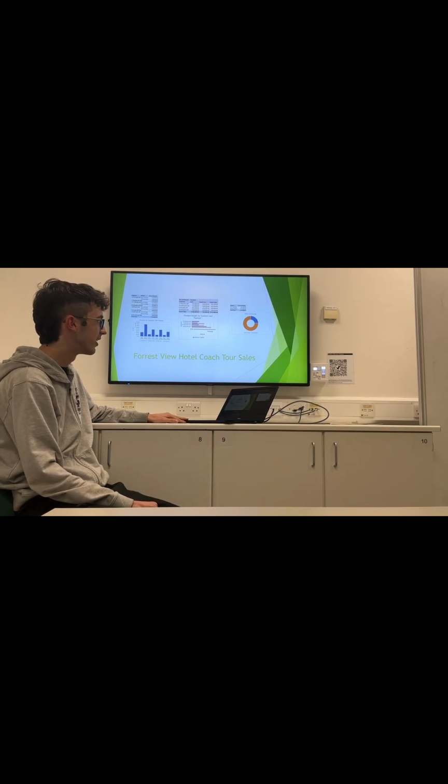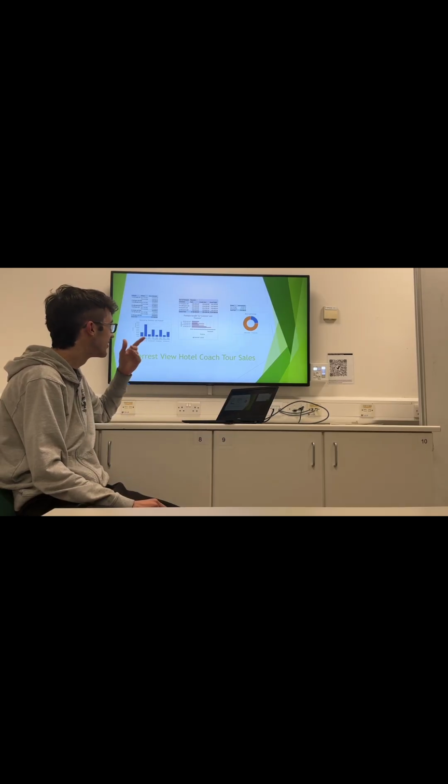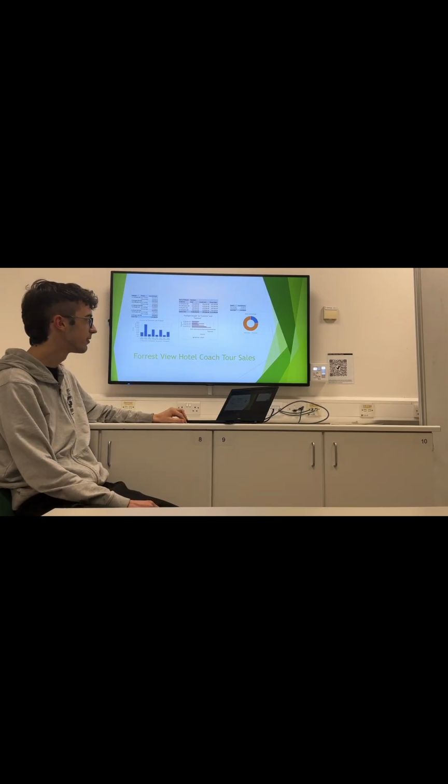So you can use pivot tables and graph charts to make it easier to read and analyze which age group spent the most for coach tour sales. As you can see on the right side in the graph, the deluxe package was the most sold across the entire month.